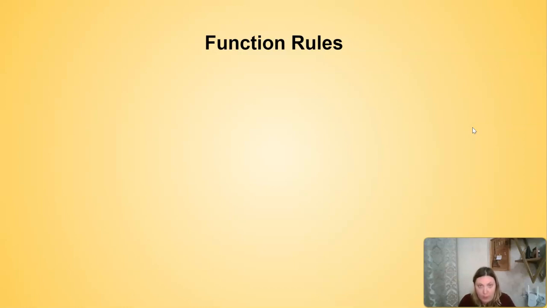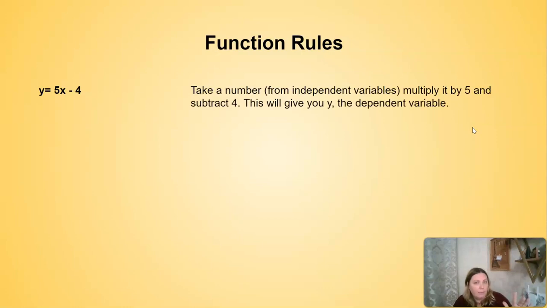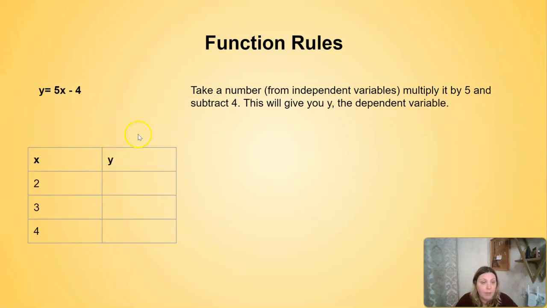concrete functions, right? So here we have a rule. And this is what it says. It says take x, multiply it by 5, and subtract 4. And this will give you y, the dependent variable. So when I say take x, what do I mean by that? I mean take any number that we can, stick it in, and see what comes out. Just like that.